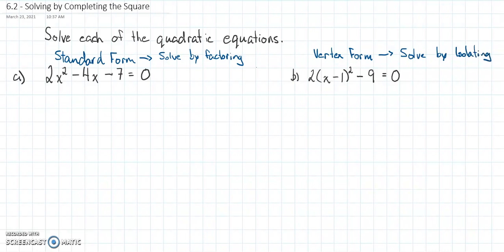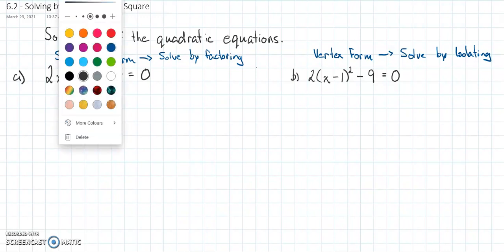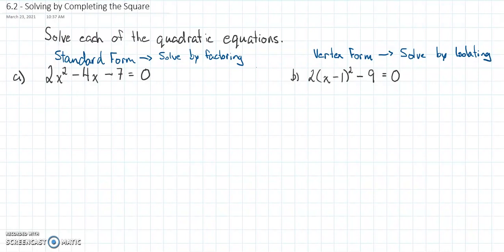Okay, so let's try this first one. Let's try to solve by factoring for this quadratic equation, which is in standard form. In order to do that, we have to do our sum and product. The sum is the middle coefficient, so minus 4, and the product is the product of the A and the C, the first and the last number. So 2 times minus 7 is minus 14. So we're trying to think of two numbers that will add to negative 4 and multiply to negative 14.